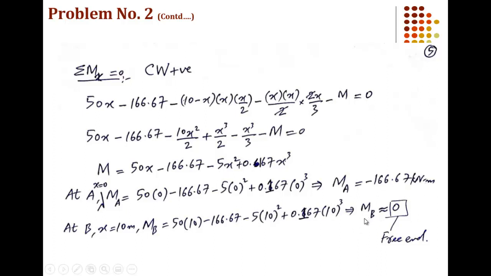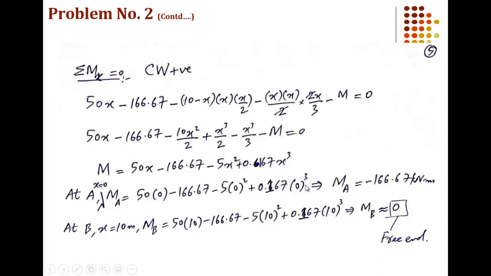And at point B, moment is approximately equal to 0. Actually, because of rounding off of these numbers, sometimes we get a very small value of moment at a free end or at a hinge support or roller support. But just ignore this. When you calculate this expression, you will get some value like 0 point something. We can just ignore that, and MB will be equal to 0, and that's logical because it's a free end. So this completes our calculation about bending moment.